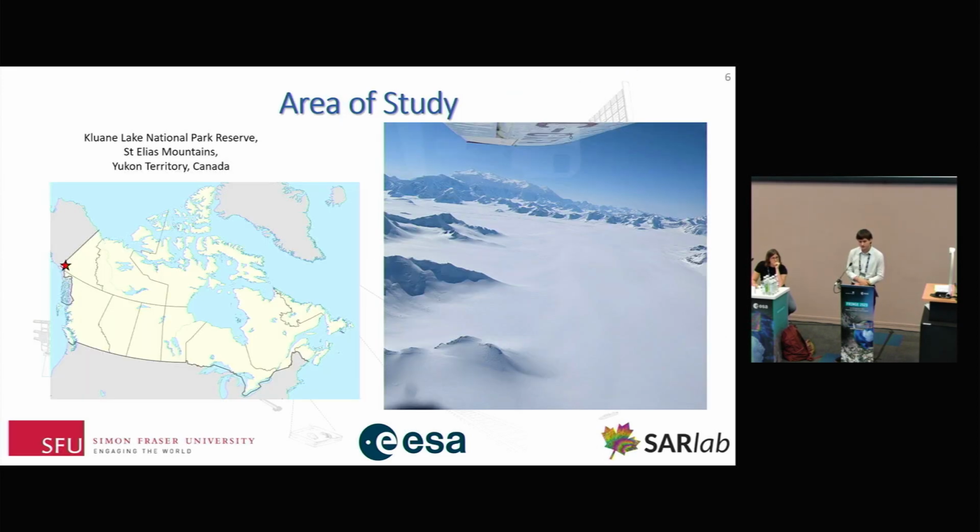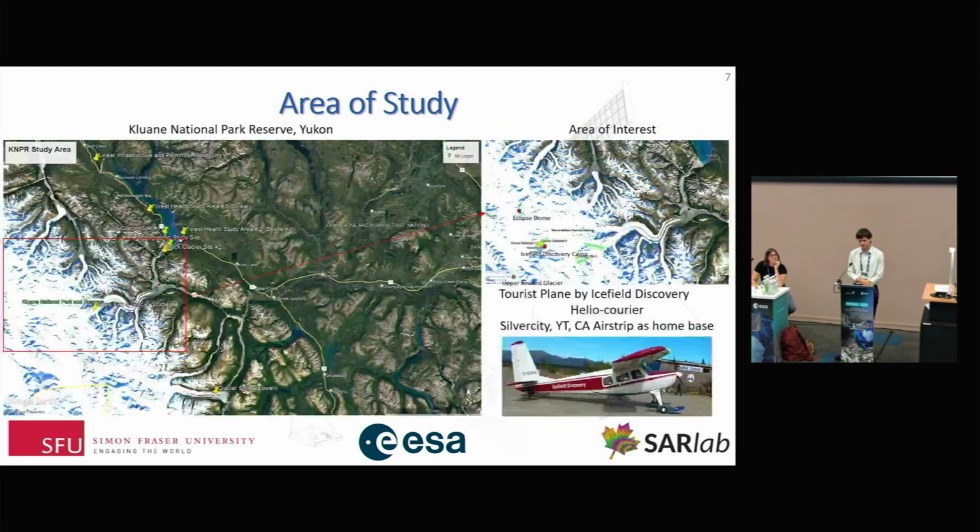The area of study is in Kluane Lake National Park Reserve in northwestern Canada in the Yukon Territory. You can see where this is on the map on the left, and on the right is just an image that I took out the window of the aircraft. In the back there is Mount Logan, the tallest mountain in Canada. And this is the accumulation zone of one of the glaciers that we studied in this project.